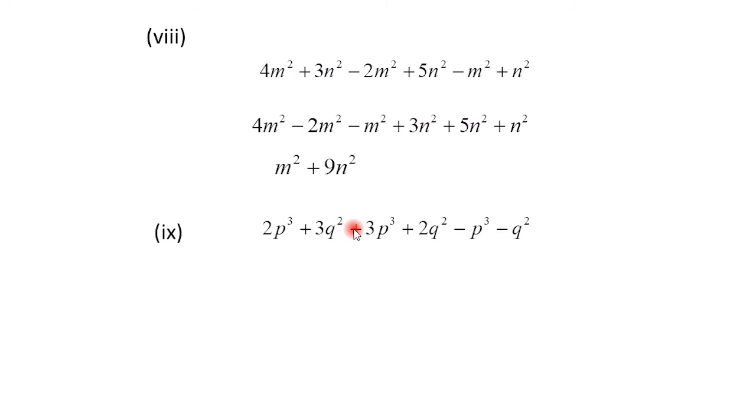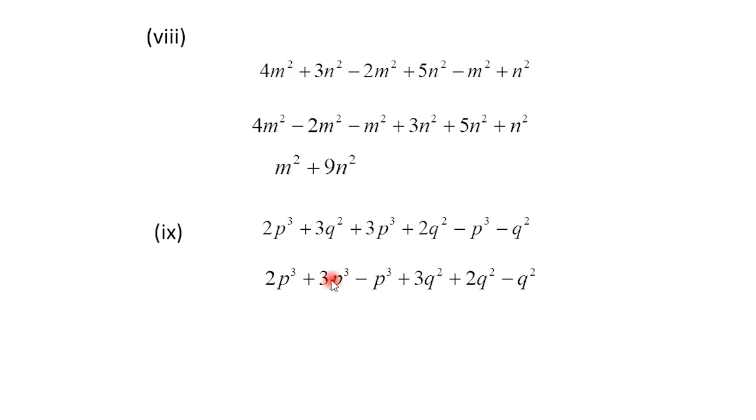We have 2p to the power of 3 plus 3q to the power of 2 plus 3p to the power of 2 plus 2q squared minus p to the power of 3 minus q to the power of 2. Again, you put all the p's in the front and the q's after that. Example here. Here we are.